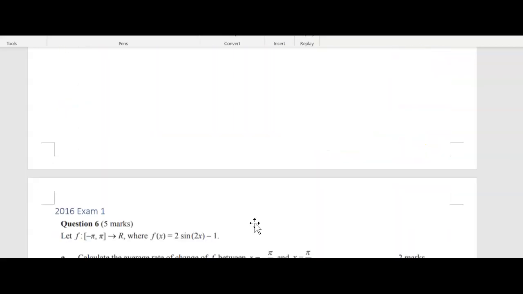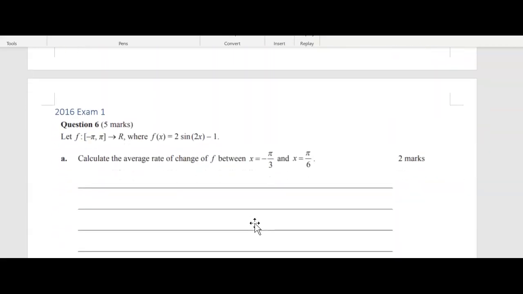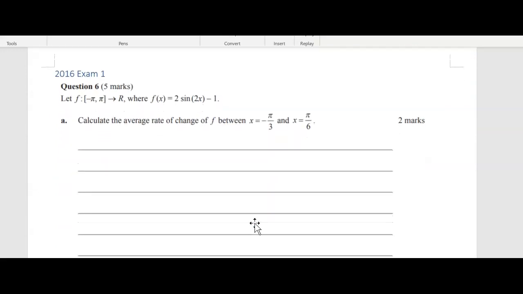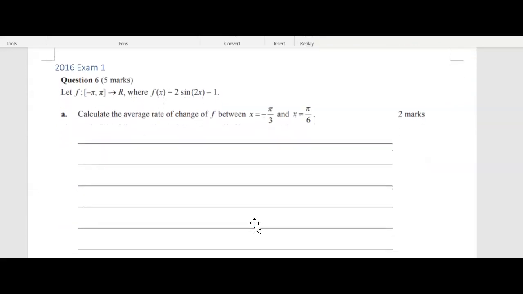All right, moving on to 2016. Okay, so this time we've got an average rate of change question. So we didn't spend a lot of time doing the average rate of change, but basically the average rate of change is just the gradient between 2 points. Okay, so if you think about drawing a straight line between x equals pi on 3 and x equals pi on 6, it's just the gradient of that line is your average rate of change.